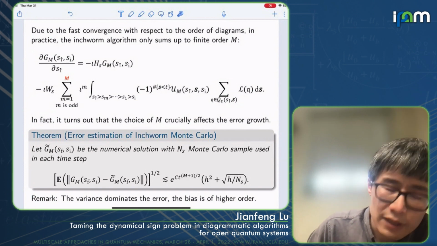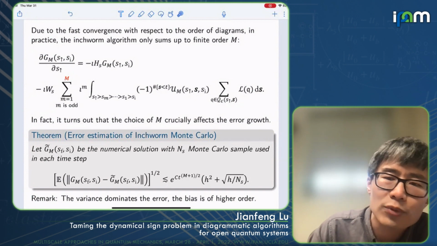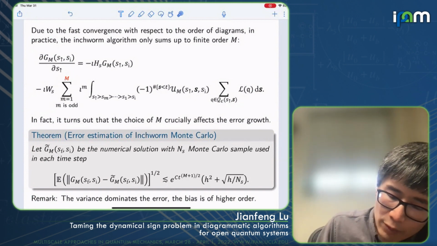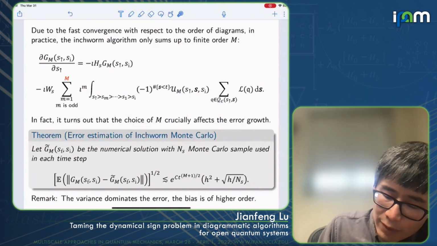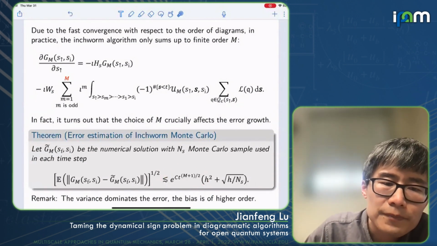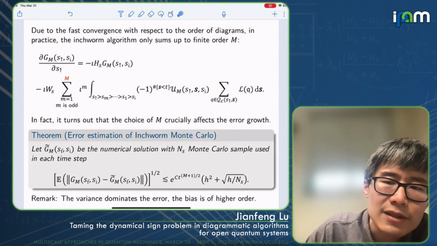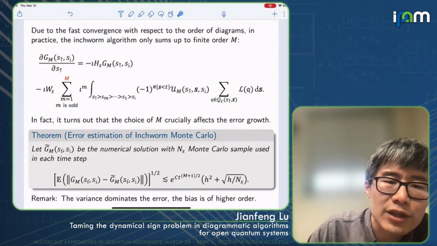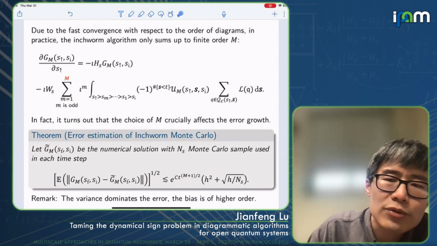Now what one can prove, at least for this numerical scheme and using what we currently have, is that if you truncate the inchworm diagram or this integral differential equation up to the order M, then the error growth you can control, by the right-hand side, is this. So the variance still dominates the error, and you still see some super exponential growth. Okay, but the hope is that for small M, at least, this growth is milder than the original diagrammatic expansion.